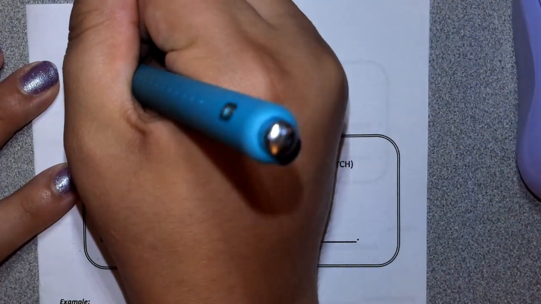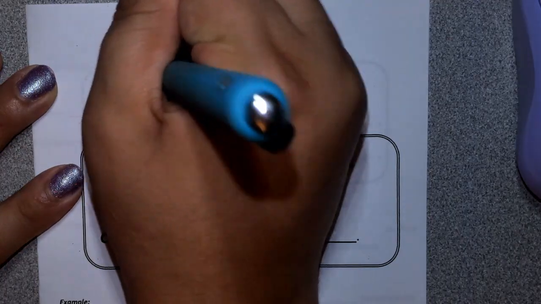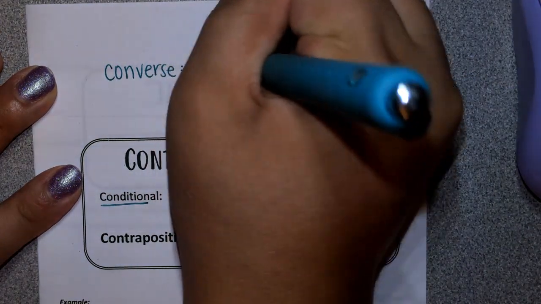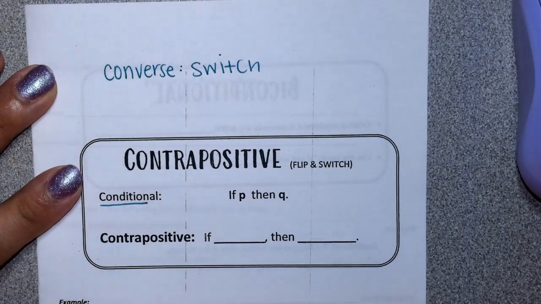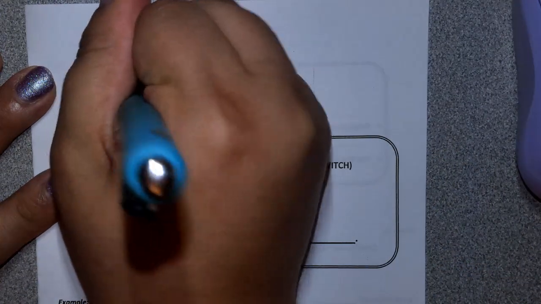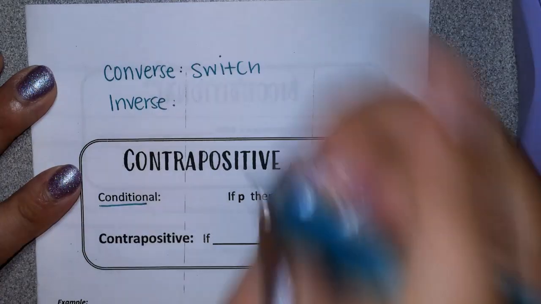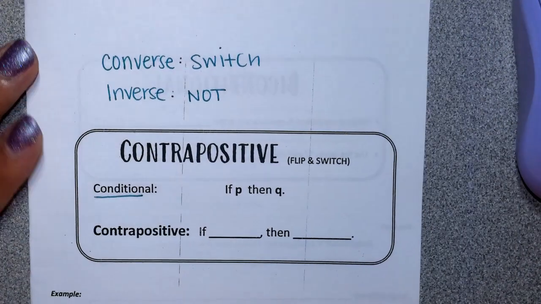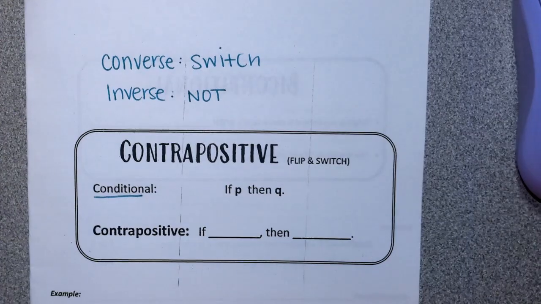At the top, let's just remind ourselves, what does converse mean? Switch. Converse means to switch. So that would be like if Q, then P. Right? Just switch them. What does inverse mean? Not. If not P, then not Q. You just add not in front of them.